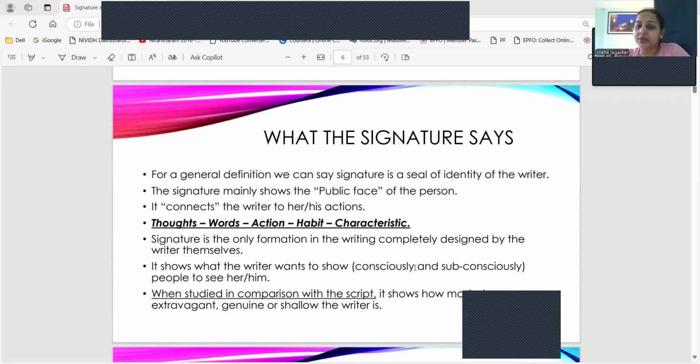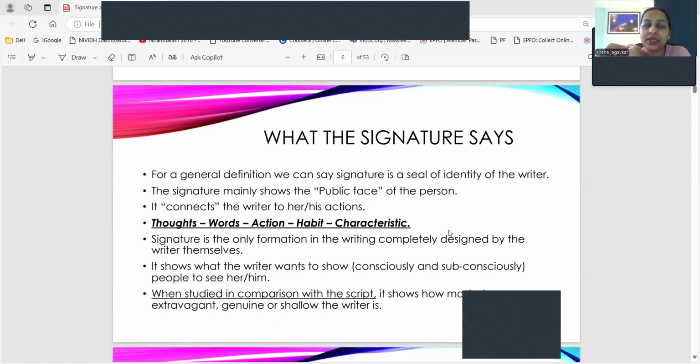Now, the general definition of a signature can be said that a signature is a seal of identity of the writer. The signature mainly shows the public face of the person. It connects the writer with his or her actions.